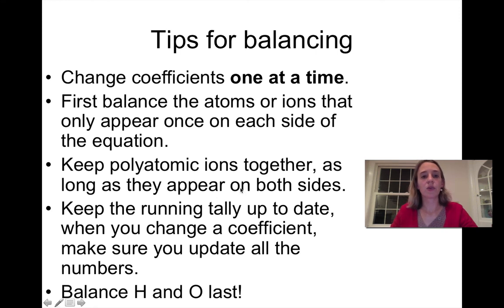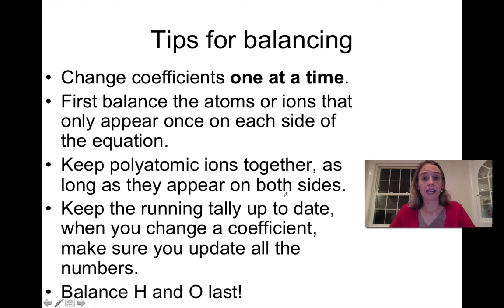A really good tip is that you want to first balance the atoms or compounds that only appear once on each side of the equation. What I mean by that is in a very complicated equation, you might have carbon existing in multiple species, being in a reactant or product. So you want to start out with the ones that look like they might be easier to balance, because in balancing the easier ones, you might end up balancing the ones that exist in multiple reactants or multiple products.